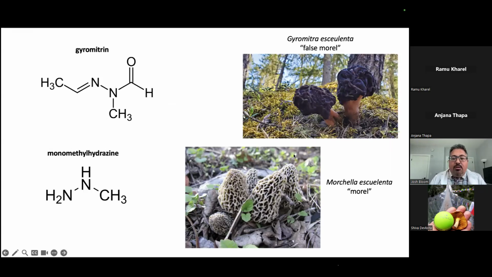So the mushroom the patient believed they were eating is the morel on the bottom here, but they actually ate the mushroom on the top, a Gyromitra species, the false morel. These mushrooms can very much resemble morel mushrooms, and morel mushrooms are a highly sought after edible.